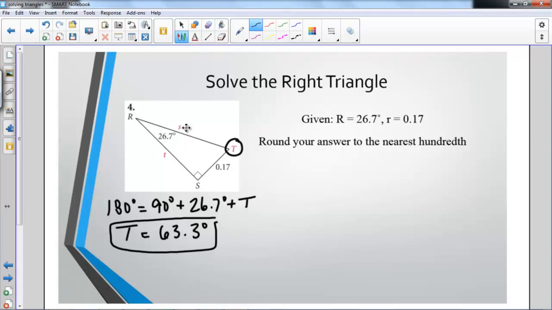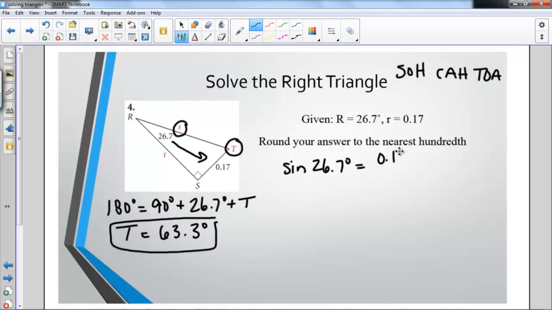In this case, it did not give us our hypotenuse. Our hypotenuse in this case is represented by little s. It gave us the side opposite to angle R. So if I use SOHCAHTOA, I need to use the side opposite. I'm going to have sine of 26.7 degrees equals opposite, our 0.17, divided by our hypotenuse, which is what we're solving for, little s. Solving this, we're going to get little s equals 0.38. I'm going to round to the hundredth again.